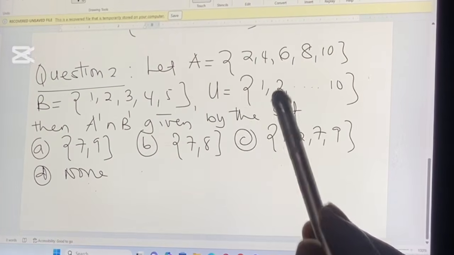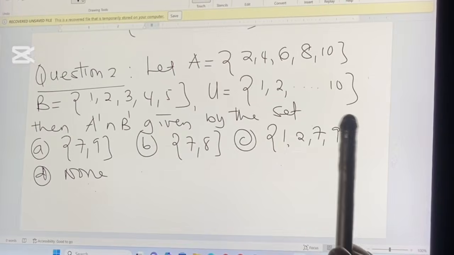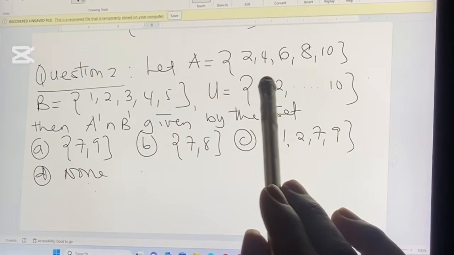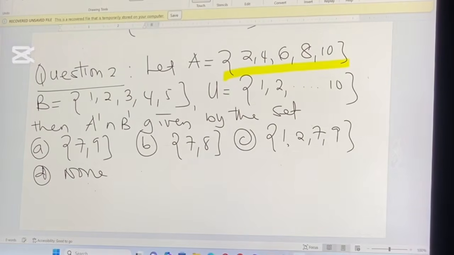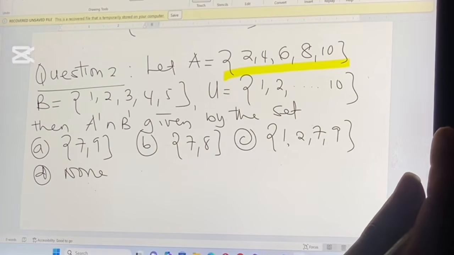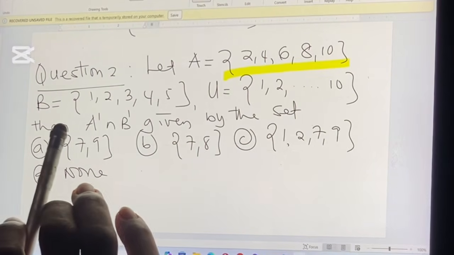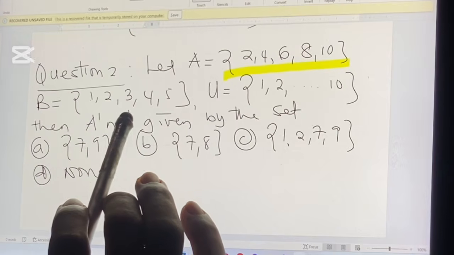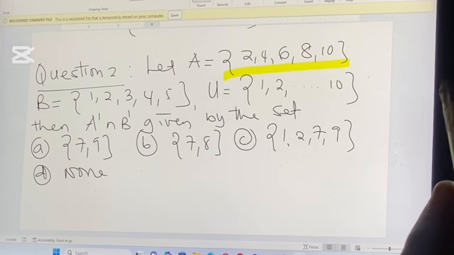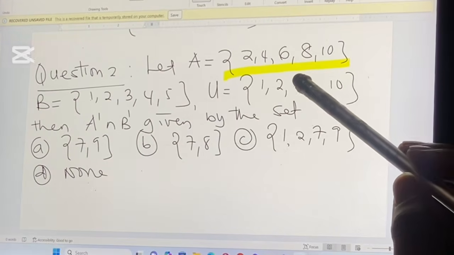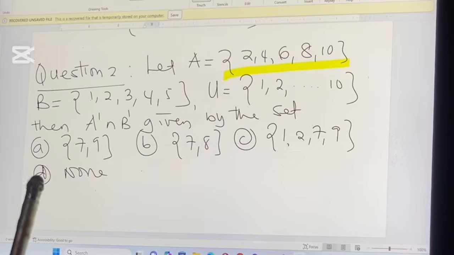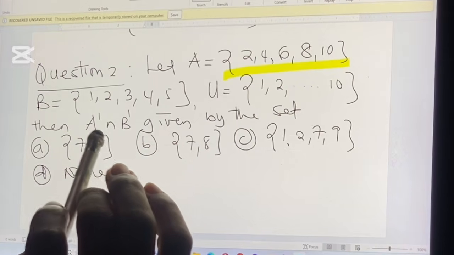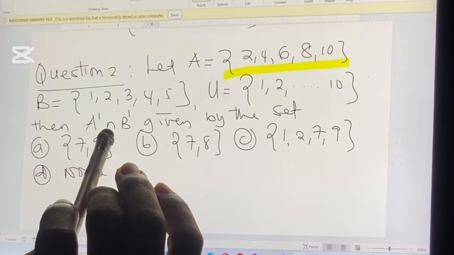Okay, let's solve the next question here. Question 2, please. They said, let set A, this is set A here, equal to {2, 4, 6, 8, 10}. Set B equal to {1, 2, 3, 4, 5}. The union set given to us is 1, 2, dot, dot, dot, to 10. That is 1, 2, 3, 4, 5, to 10. Please take note. Then we are asked to find A prime intersection B prime.